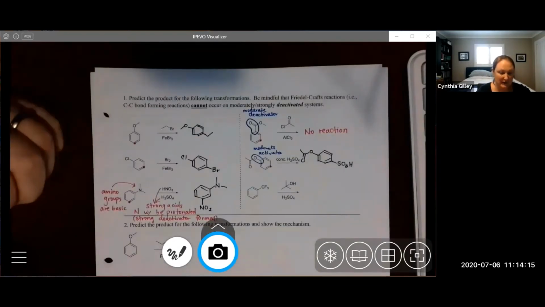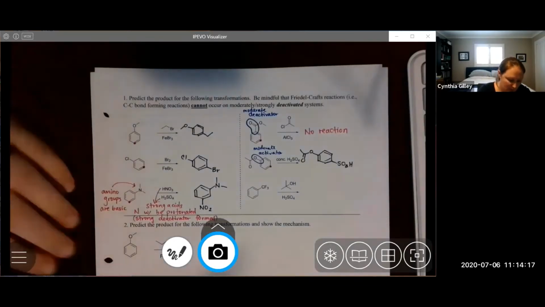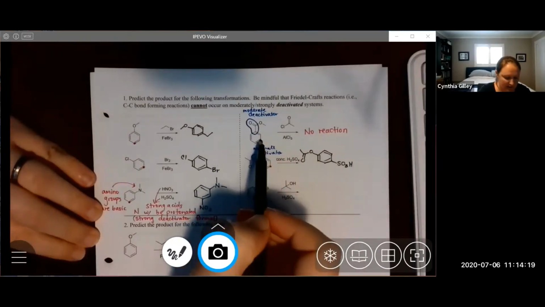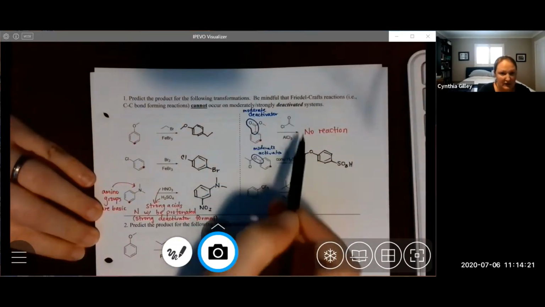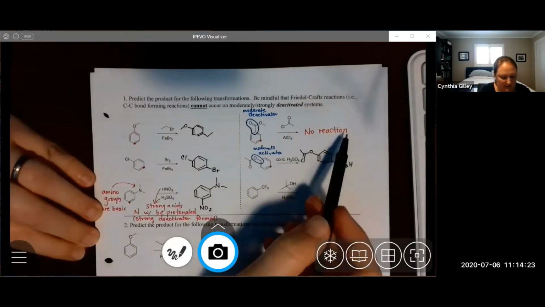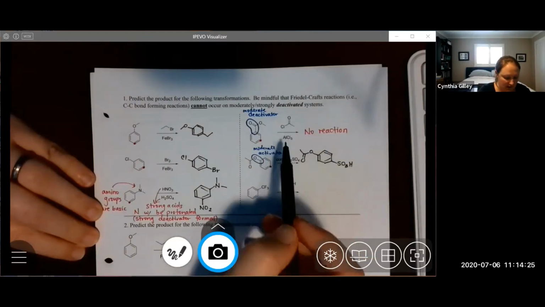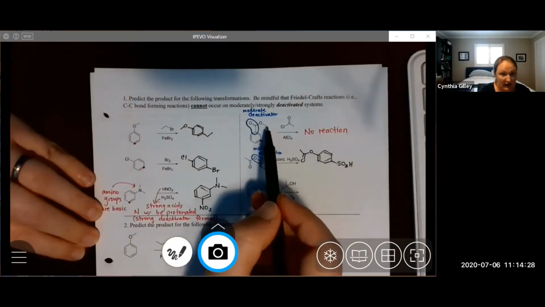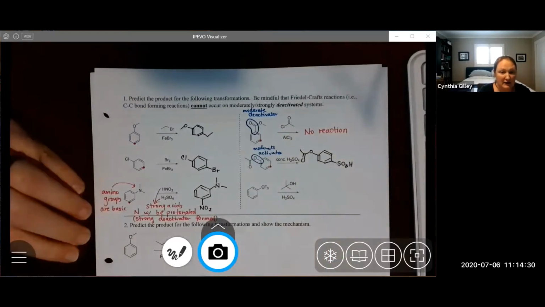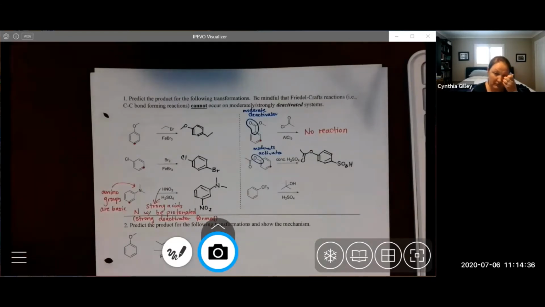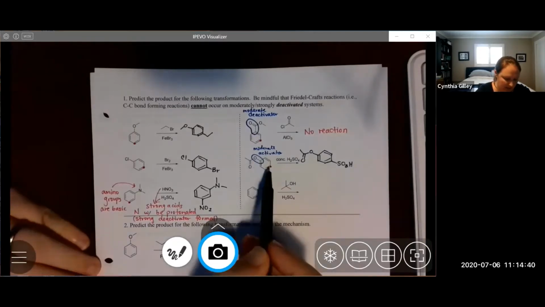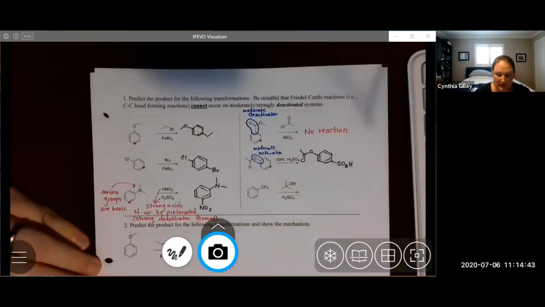And then we talked about the fact that even though it would direct meta, because you're doing a Friedel-Crafts reaction, you have to write no reaction. So you cannot do a Friedel-Crafts reaction on an aromatic ring that is moderately or strongly deactivated overall. So for this one, we said it was an ortho-para director, so we're going to introduce the sulfonyl group para because that position is not blocked.